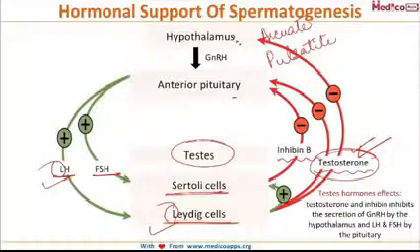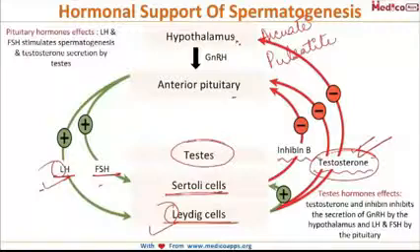Now this testosterone is the main hormone involved in spermatogenesis, but LH and FSH are the accessory hormones responsible for spermatogenesis. So if your question is the main hormone needed for spermatogenesis, your answer will be testosterone. But if you have an option in which you have testosterone, LH and FSH all, that answer will be more correct.